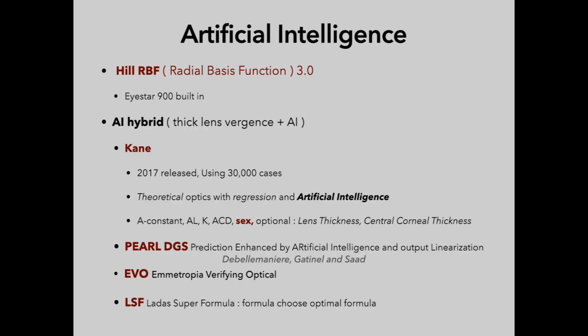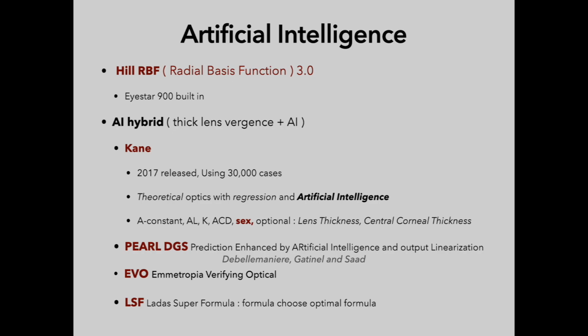Hill radial basis function uses a pure AI formula. Version 3 is built on 30,000 cases of data. It is available online and in the IOLMaster... iStar 900 swept source OCT biometer. Kane, Pearl DGS, EVO, and LSF are hybrids of AI and thick lens versions. Kane uses additional variables like sex, lens thickness, and corneal thickness. Pearl DGS from Rothschild Foundation and EVO from Singapore are promising too.